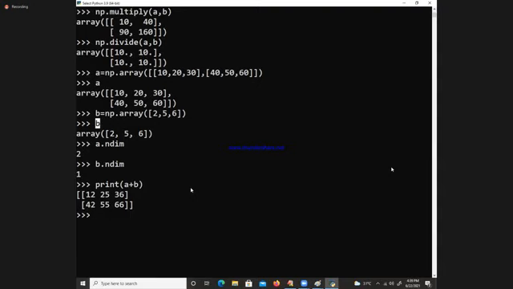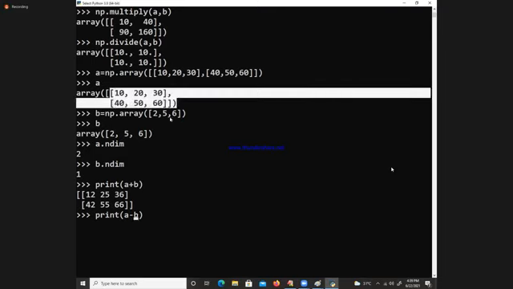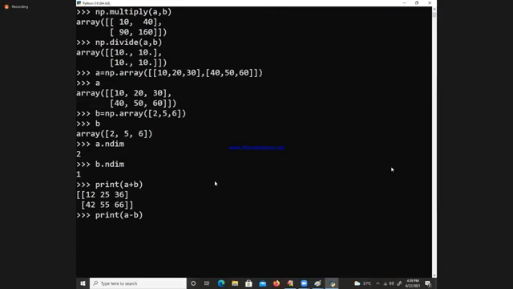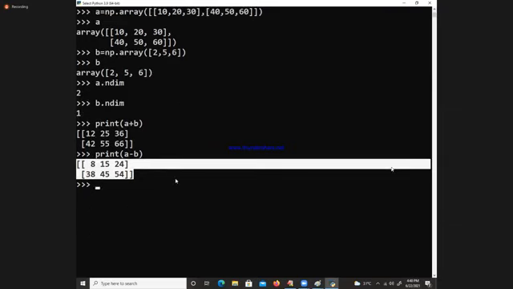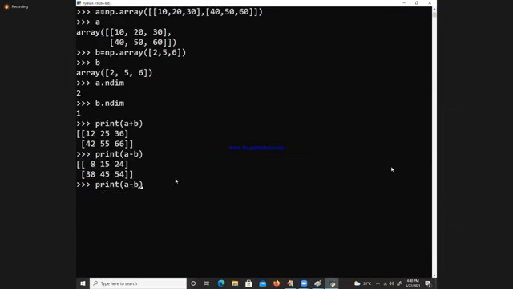Next, I will write A minus B also. A minus B, what will happen? Each element of A is subtracted with this element. See, 10 minus 2, 20 minus 5, 30 minus 6, 40 minus 2, 50 minus 5, 60 minus 6. Got these elements. Next, I will do A star B. Multiplying.